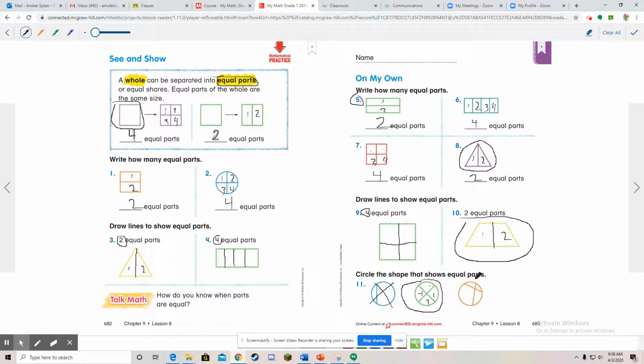What about this one, guys? Do you think this is an equal part? No, this part is much bigger than these parts over here. That just would not be fair.